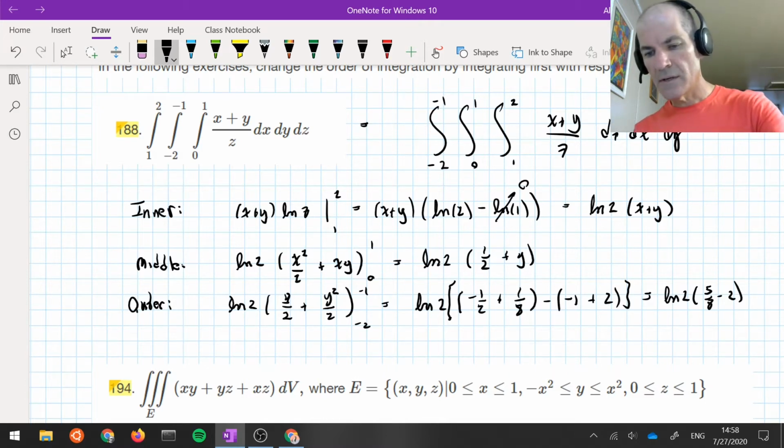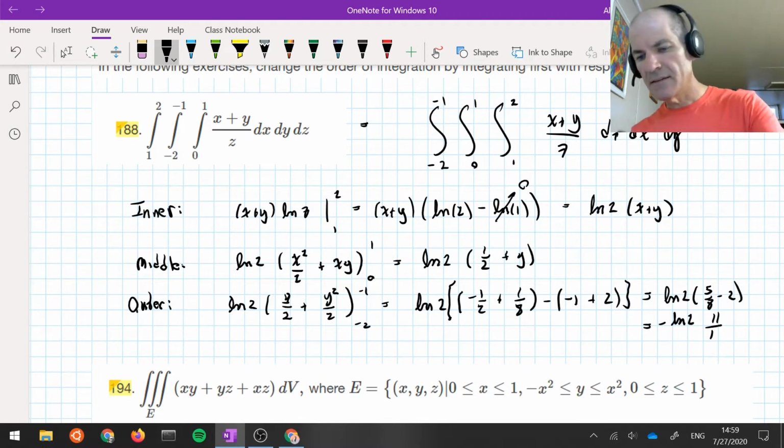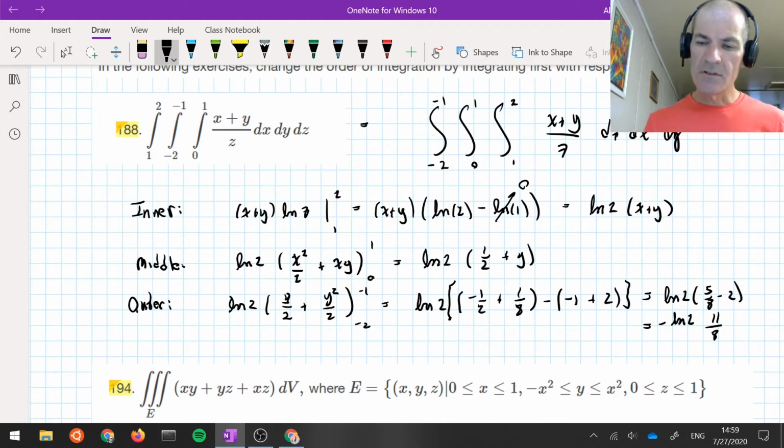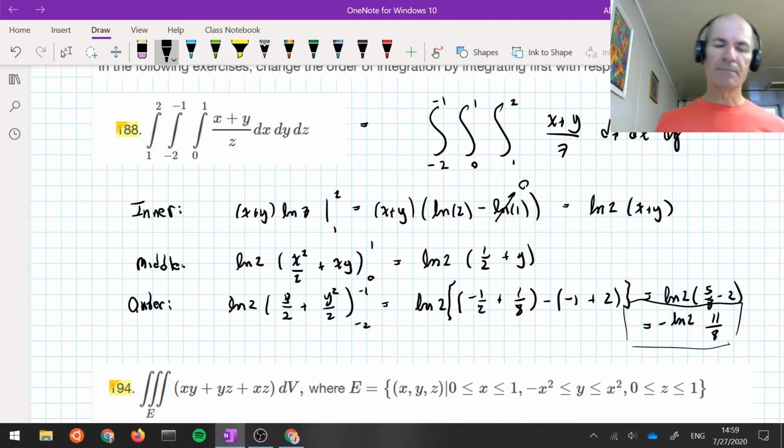So what's that going to work out to be? Negative ln of 2 times 11/8. Right, because 2 is what? 16/8. 5 minus 16 is -11. So final answer, right there.